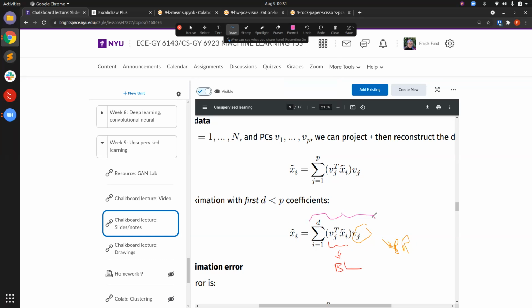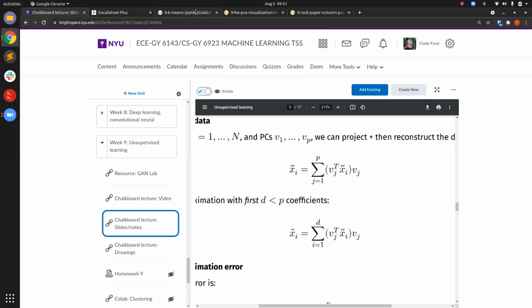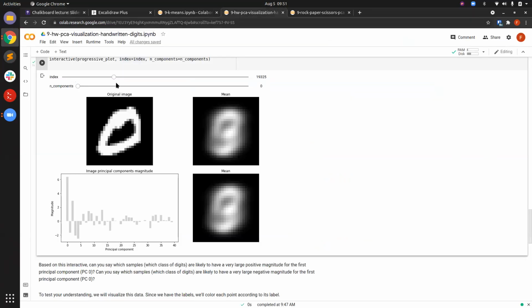This entire quantity is in the top right. So the reconstruction using the first D principal components. And then this, the original image, is in the top left. So that's what all these panels of this visualization will show you. All right, so let's walk through it.